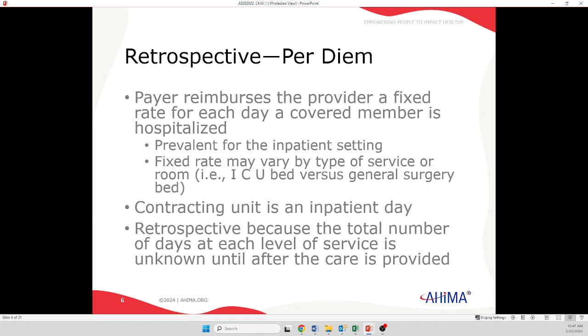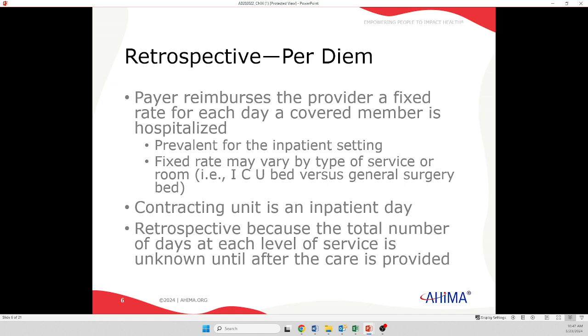And again, what makes it retrospective is we don't know how many days you're going to be there. We know that you're going to be in an inpatient facility, but we don't know how many days until you're discharged that you actually will be there. This uses historical data to come up with how we're going to pay for it. So it's a fixed rate, and it's a fixed rate per day.